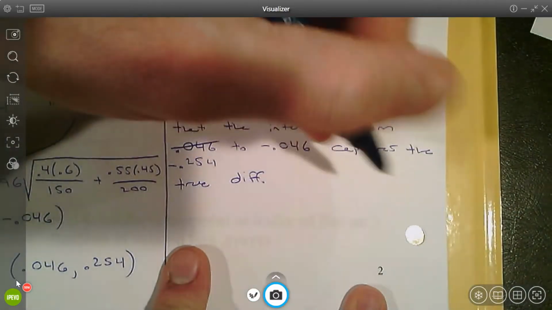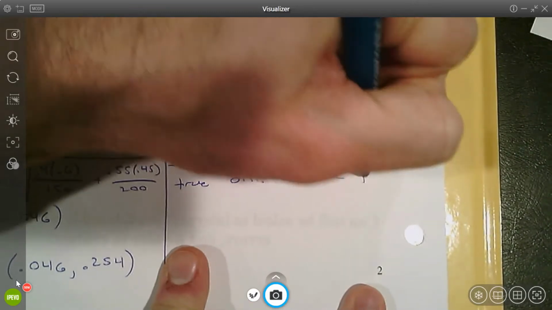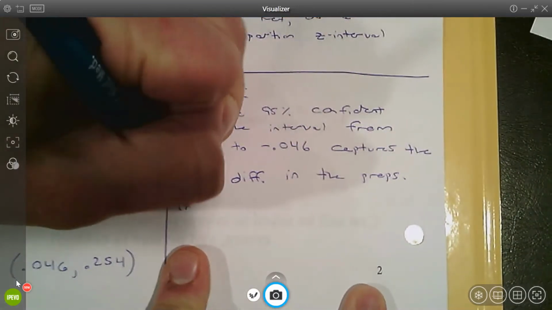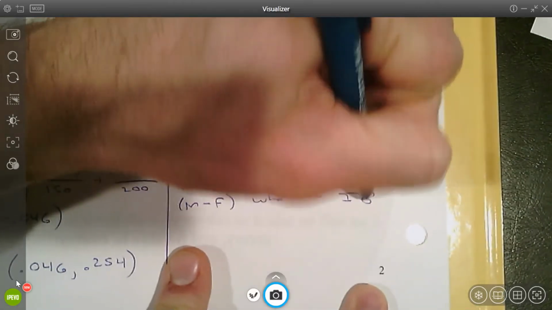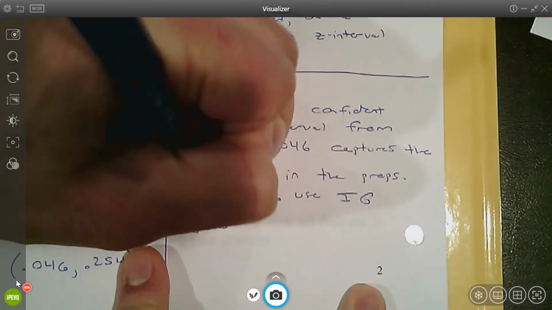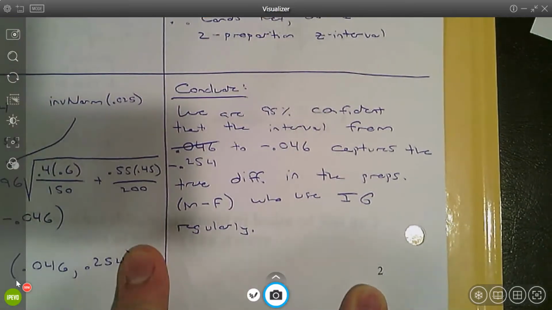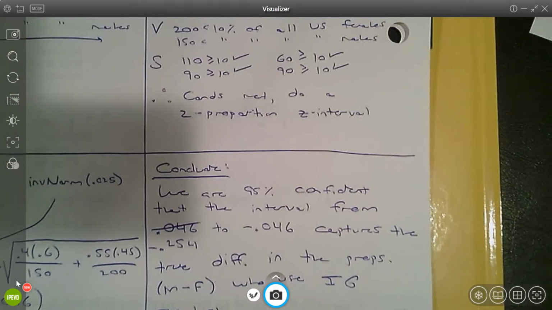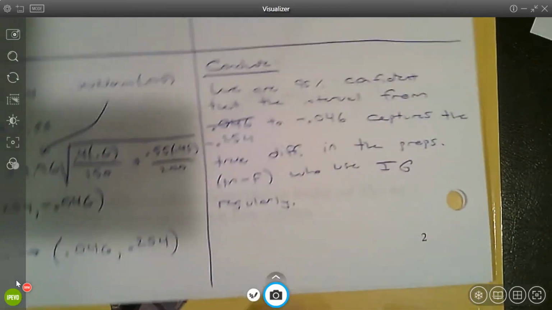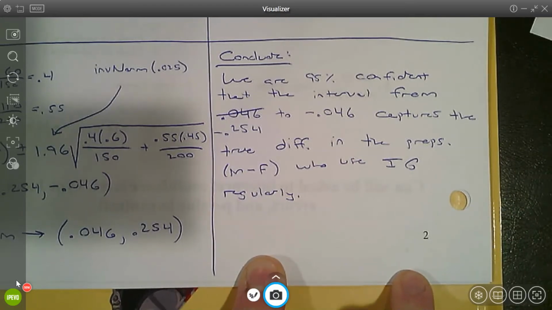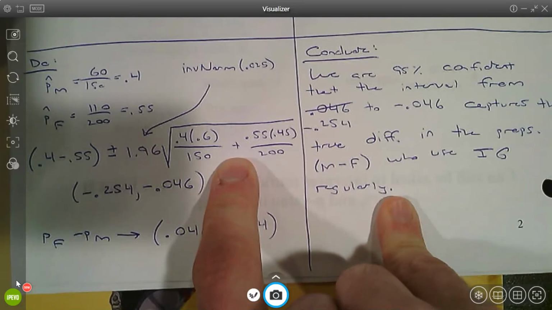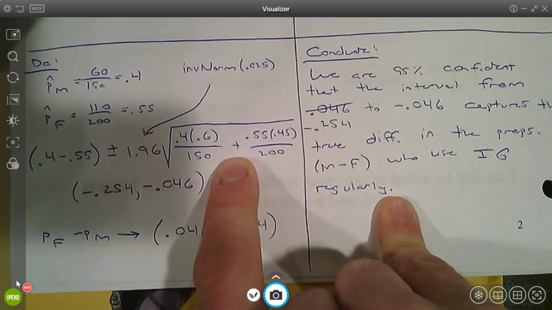I'm just going to put the way I did the subtraction in the proportions, male minus female, who use Instagram regularly. Make sure you're avoiding past tense at all costs. You're not saying who used. Anytime you go past tense, it's referring to the sample, and that would be incorrect. So that's the 4-step process that we're going to use for a 2 proportion Z interval. Not much different here. And remember, this standard error formula is on your green formula sheet.